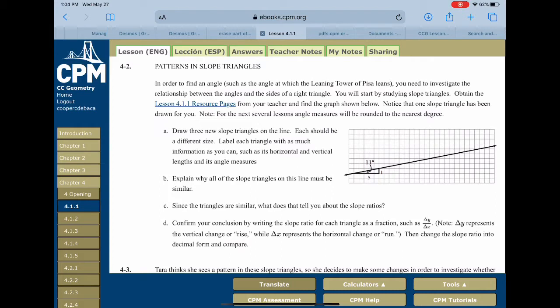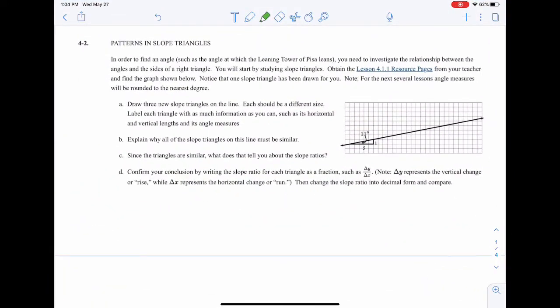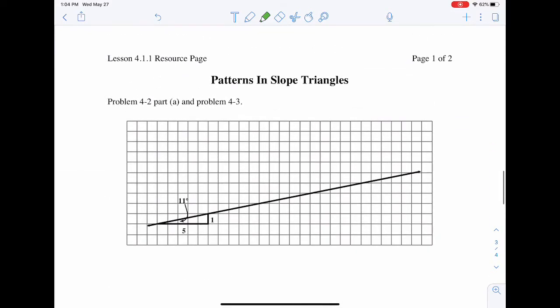So in order to find an angle like the one from the Leaning Tower of Pisa problem, we're going to study these slope triangles. And we're going to start by drawing 3 new slope triangles on this line. Now, how can you draw on something using your Chromebook? For me, I have an iPad, and so I can use Notability. And so I bring the resource page into Notability, and I can draw on it here.